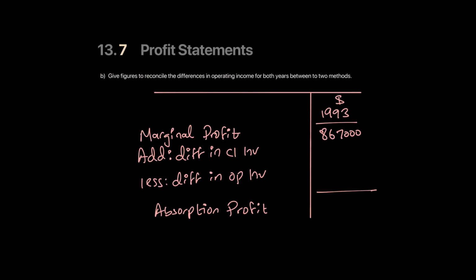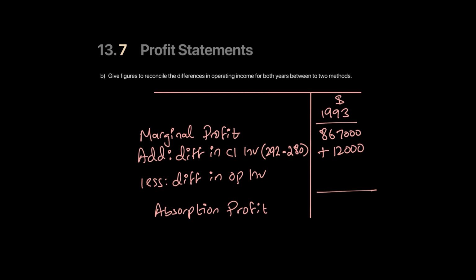Okay, so as the last step, let's reconcile our profits for 93. Remember the marginal profit was 867. Now as I did earlier, we need to add the difference in closing inventory. So we should compare the absorption closing inventory was 292, whereas the marginal closing inventory was 280. And you guys can also verify this from your statement. Absorption was 20,000 units into 14.6 and marginal was 20,000 units at 14. So that difference is 12,000. So I will add this difference of 12,000 over here. Remember, higher the closing inventory, higher the profit.